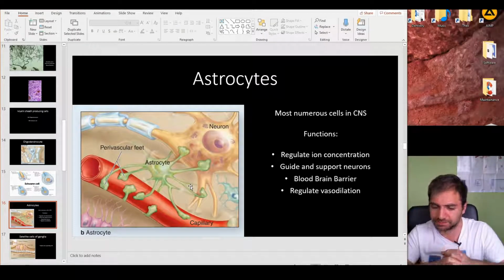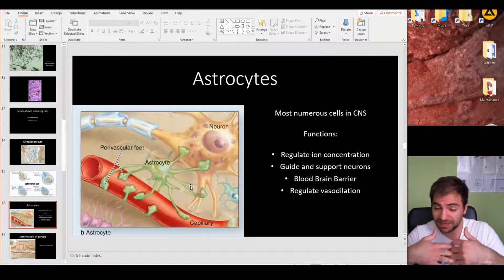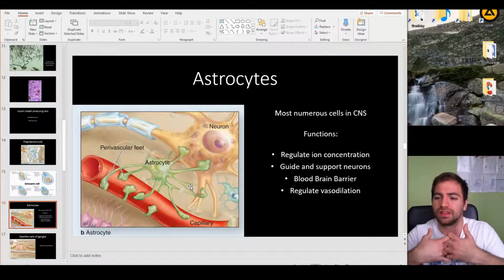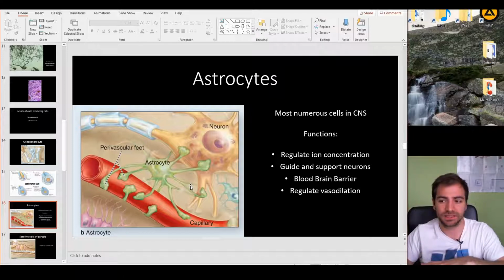The second function is that they guide and support the neurons. This is again a supportive role, as we discussed before. And here we meet the first very apt example of the blood-brain barrier, of the blood barriers between one specific vital structure and the vascular supply.